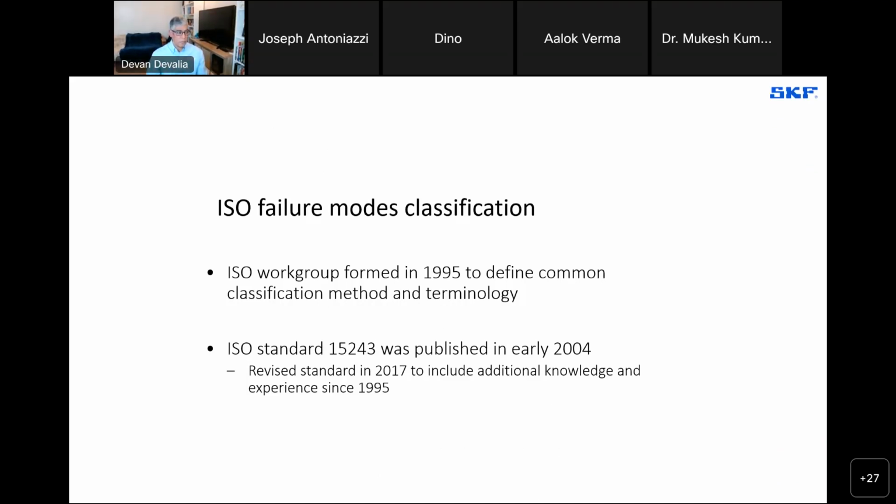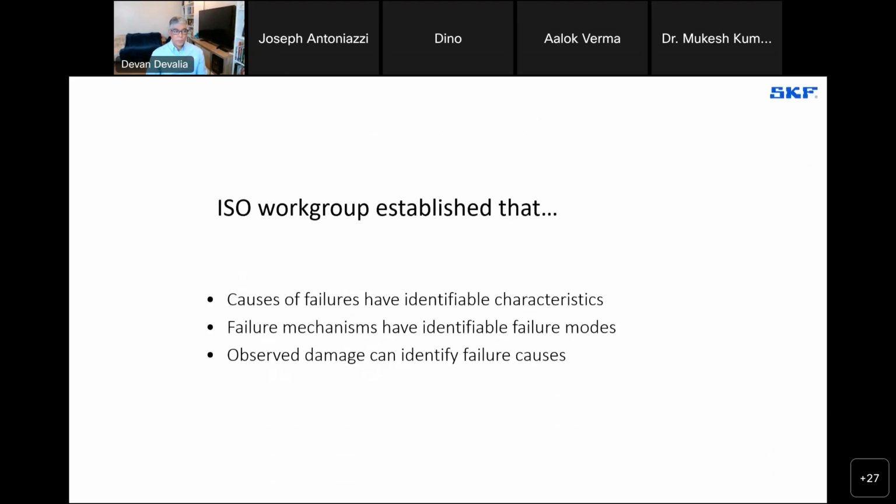The work group established that a cause for failure shows a certain characteristic, that a certain failure mechanism can be associated with a certain failure mode, and thirdly, that from the damage observed, one can try to define the root cause of the failure.